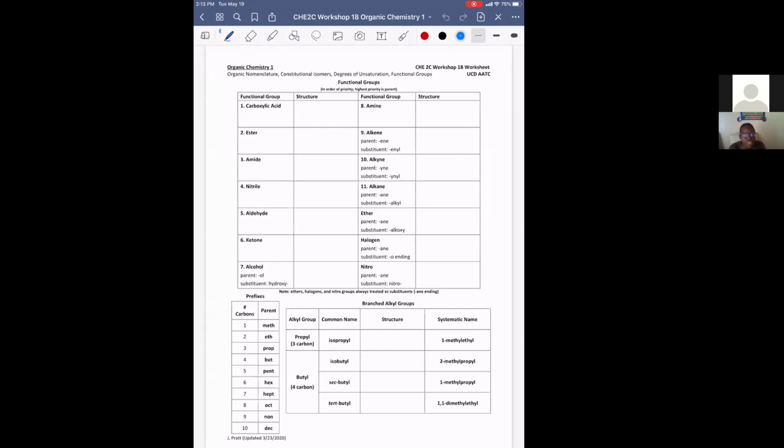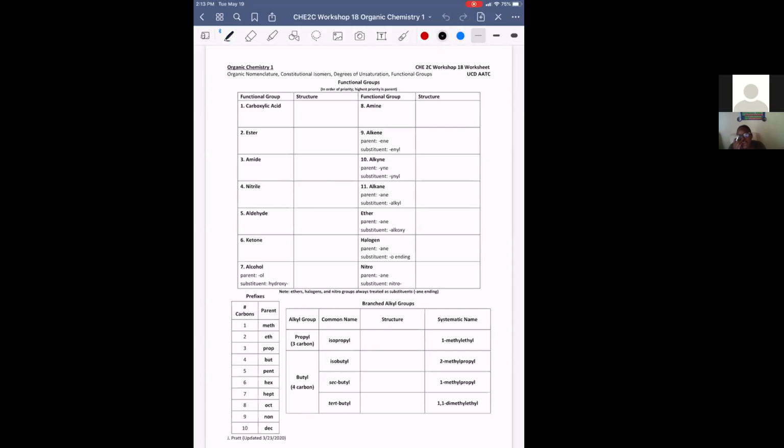That'll be really helpful. So today we're going to start off with organic nomenclature, we'll also talk about constitutional isomers, how to calculate degrees of unsaturation, and then kind of determine what our different functional groups are. So we're going to go through that today. We're going to get lots of practice, hopefully, with naming our organic molecules. And we'll see what we can retain from everything we're going to learn today.